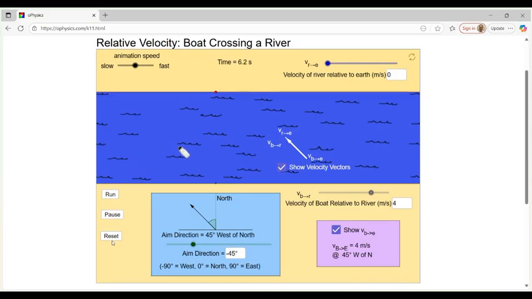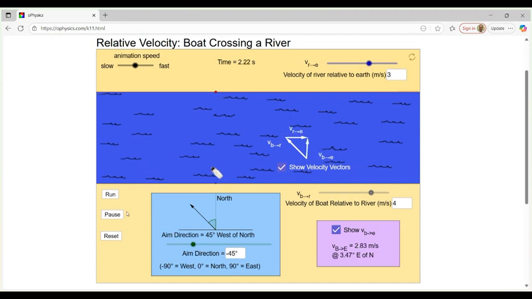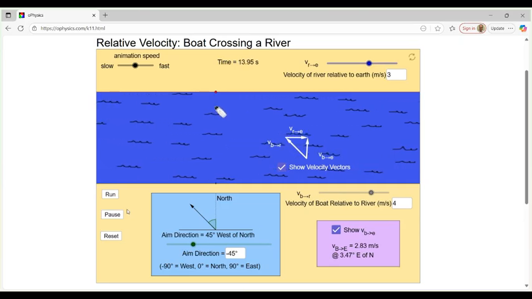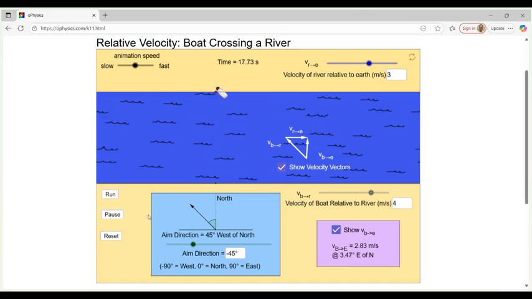And as I go, oh, I forgot to turn my current back on. Hold on. Let's reset that. And let's turn my river back to 3. There we go. We'll run it. We'll see that it's going to take me longer to get across the river because not as much of my boat's velocity was pointed across the river. Some of it was pointed upriver, right? Some of it was pointed upriver.